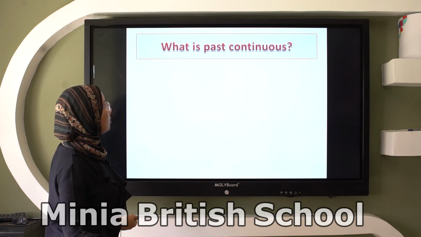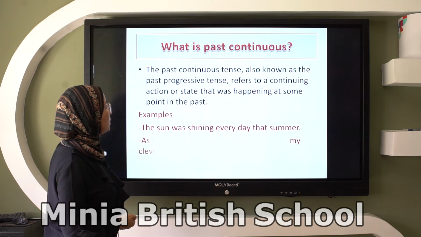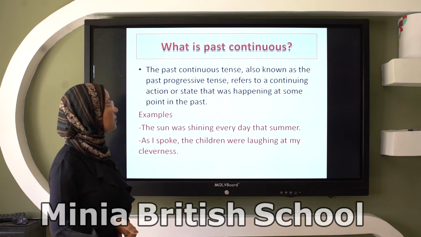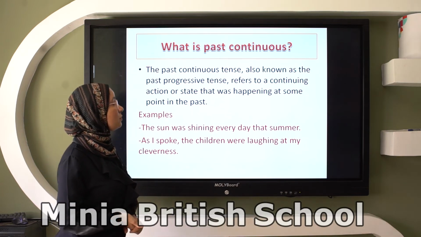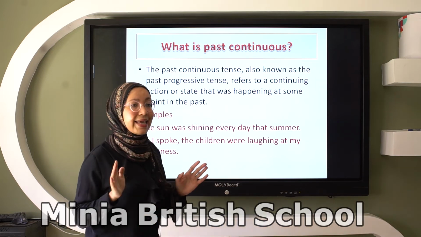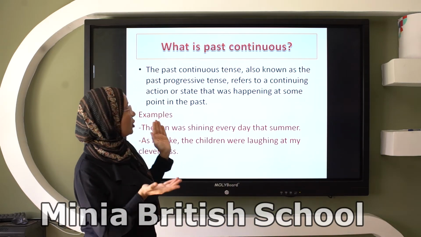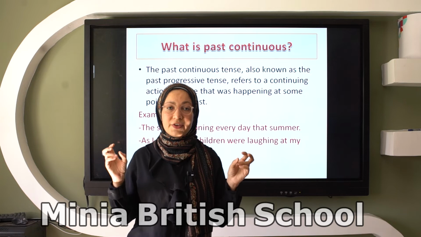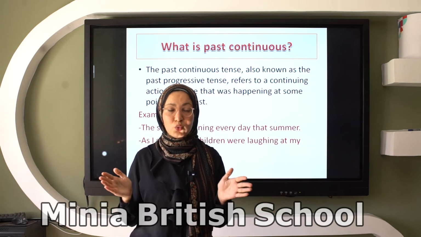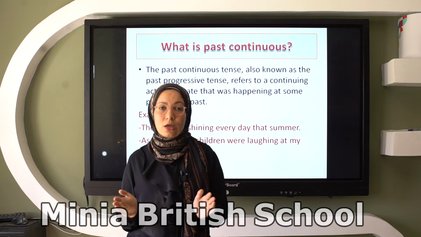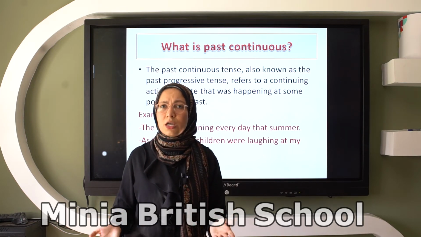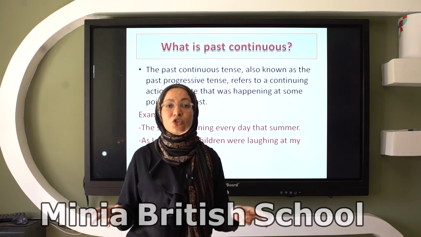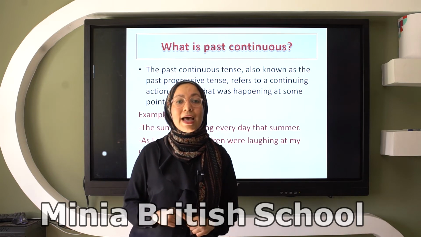Okay, now the past continuous, or the past progressive. So past continuous or progressive refers to a continuing action or state that's happening at some point in the past, a specific time that you are talking about. Okay, what were you doing yesterday night? I was watching TV, I was studying, I was having a shower, I was sleeping. So I'm asking you here about a specific time in the past.